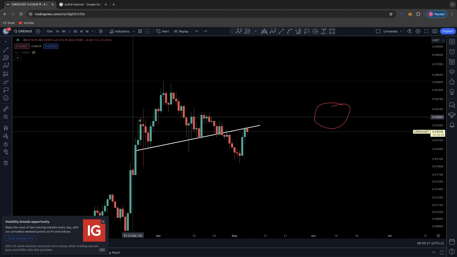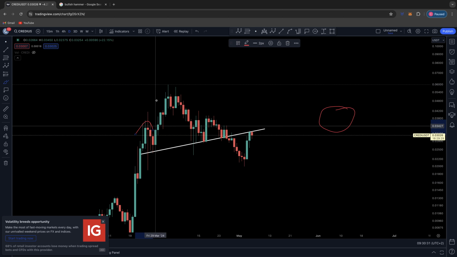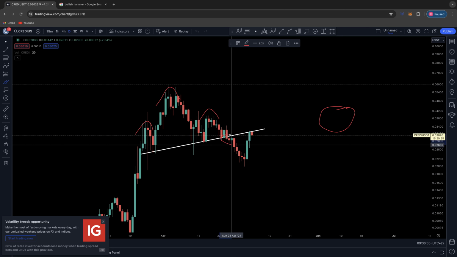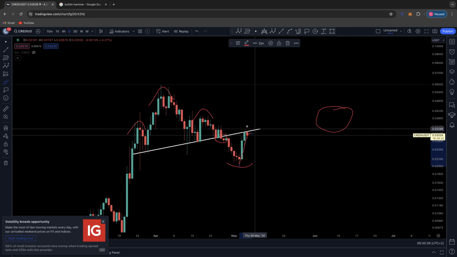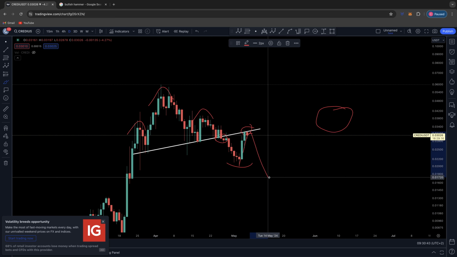Again, as you can see, not inverse head and shoulders. This is a head and shoulders, bearish. You've got a left shoulder, a head, a right shoulder. You've lost the support of that shoulder. You've put in a low. You've retraced back up to the resistance line now of this previous support for the head and shoulders and looking at getting rejected.